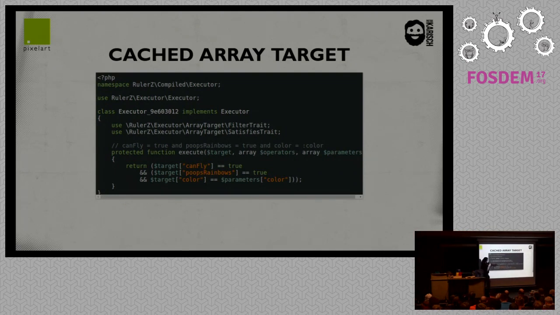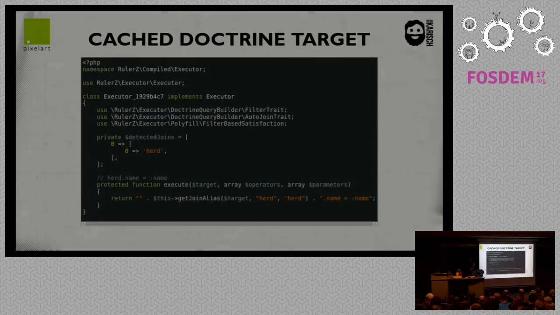For example, this is our awesome unicorn rule, can fly and poops rainbows and so on. It's compiled to PHP code. And this is reused every time you use the awesome unicorn specification. So don't worry if you write big strings as business rules. It's really performant because it gets compiled. And here you can see we use array access for you. And in the backend, this is the Symfony property accessor. So it doesn't matter if you use getters, setters, or public properties, because if you have a simple data transfer object, you don't need getters and setters. And this is the compiled Doctrine target of our herd spec. So Rulerz detected the joins to the herd association and uses this with getJoinAlias, target herd, herd.name, and so on and so on.